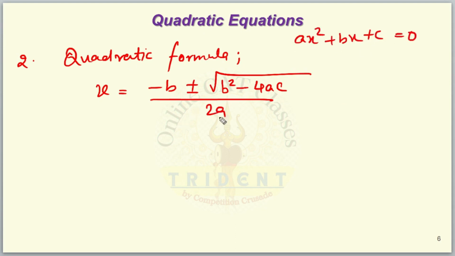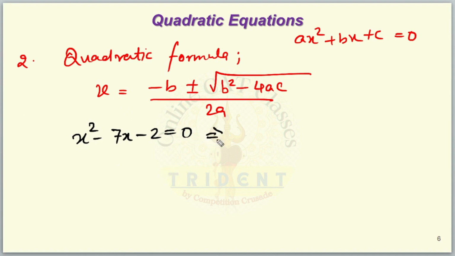Now, suppose I give you an expression: x square minus 7x minus 2 equals 0. You can try the mid split over there. You will not find any numbers that will satisfy the product to be minus 2 and the sum to be minus 7. So in that case, we'll have to use the quadratic formula.